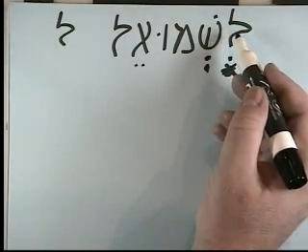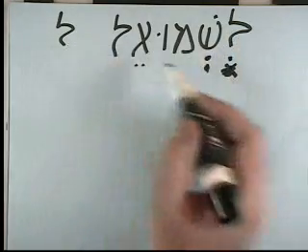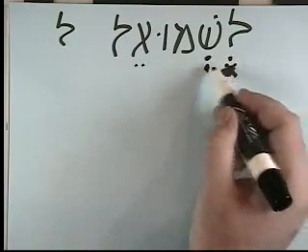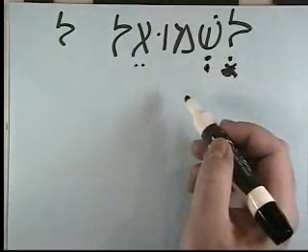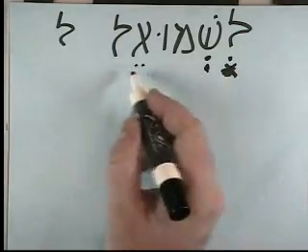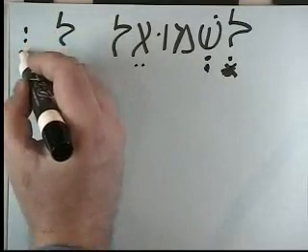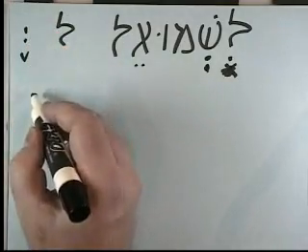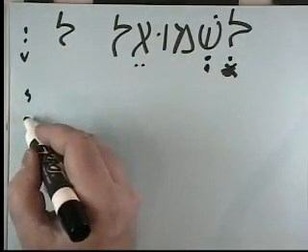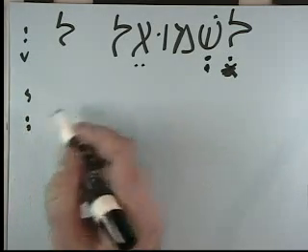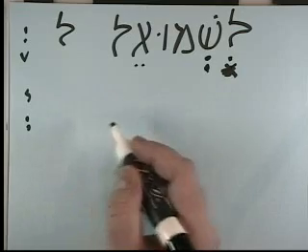And so this is how we would attach the inseparable preposition before a vocal schwa. We attach it with the vocal schwa, and then we have the schwa fight. Now, if we're going to attach it before a yod vocal schwa, then it's going to be slightly different. We have something else happening.